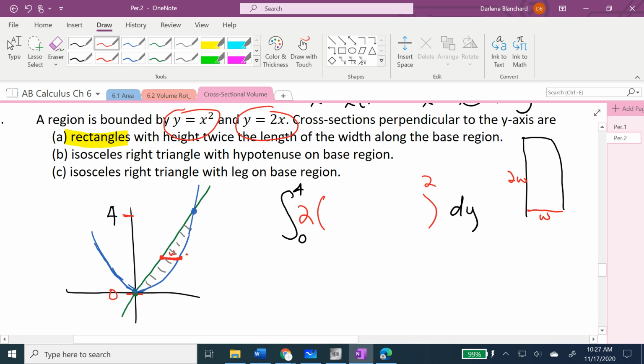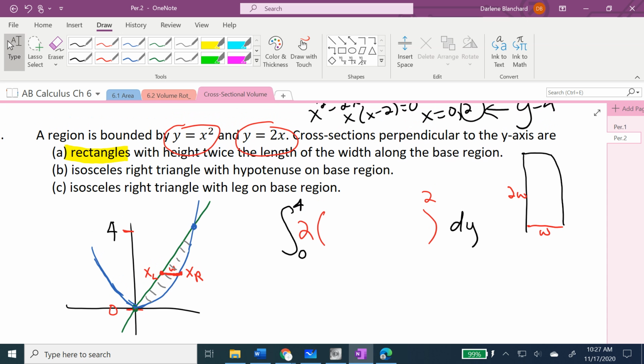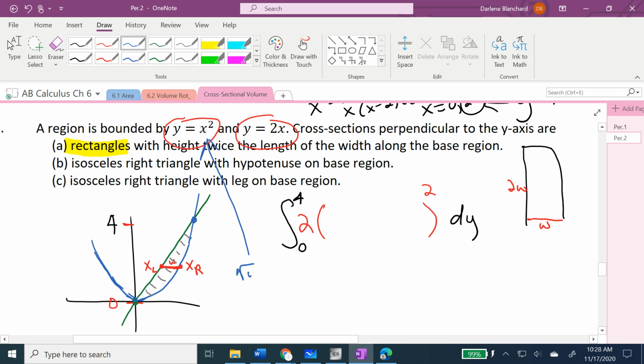And then you want to look carefully. You need the right x-coordinate minus the left x-coordinate. So for y equals x squared, that gives me root y equals x. Technically, it gives me plus or minus, but we are using the right half where x is a positive number. We aren't using the left half where x is a negative number over here.